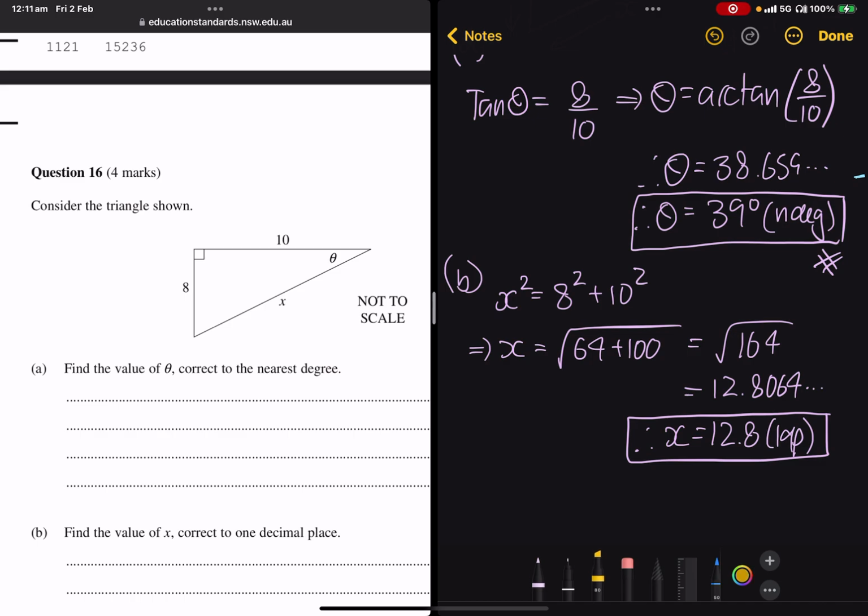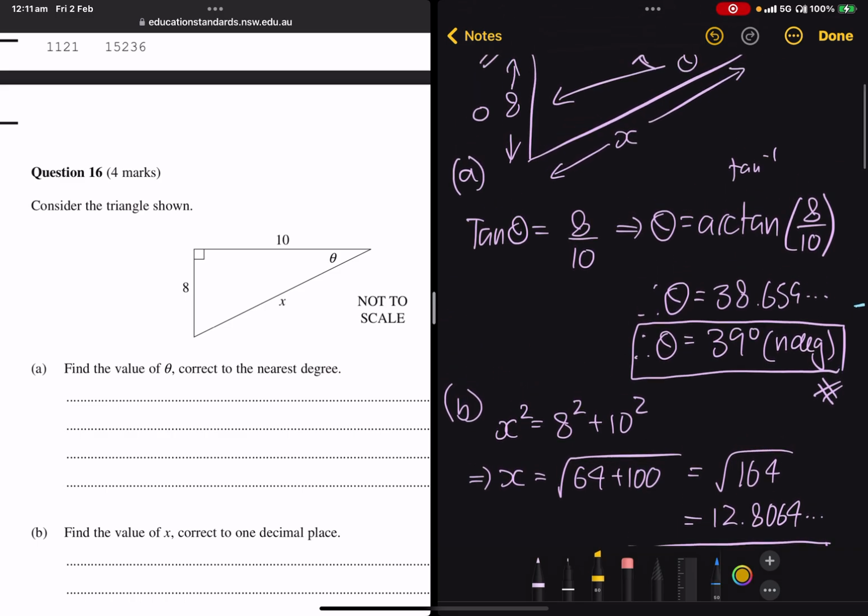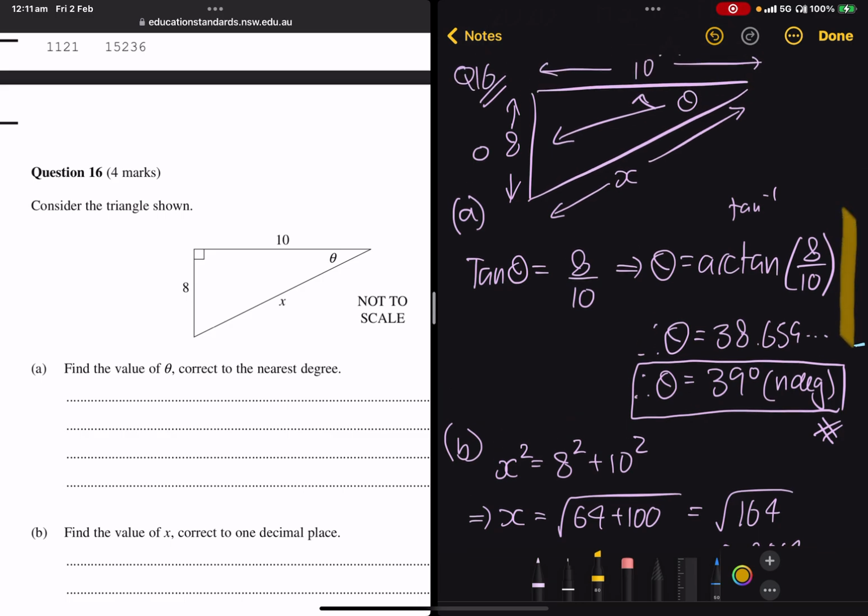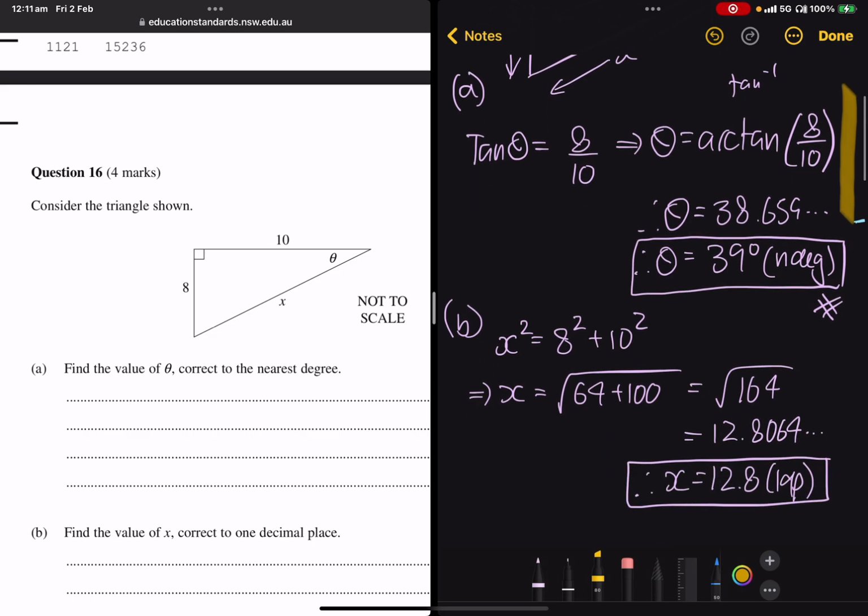Now in terms of the marking, for the first one, you need to use a trigonometric ratio or equivalent merit. So something like the use of tan rule to get the first mark. To get the second mark, you need 39 nearest degree. So exactly 39. For part B, for the first mark, you either need to use trig or Pythagoras theorem or some equivalent to try and find the missing side length. In order to get the answer mark, you need 12.8. It needs to be rounded correctly. So this is how we do question 16 from the 2020 Standard 2 Maths paper.